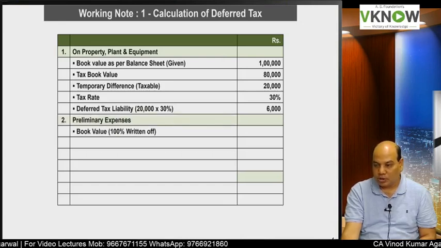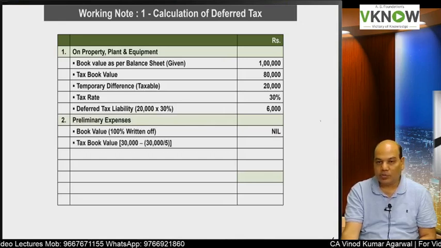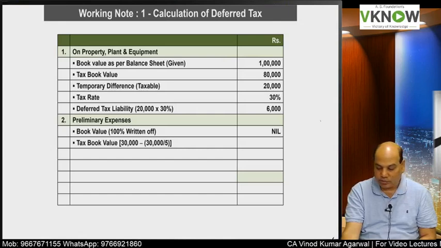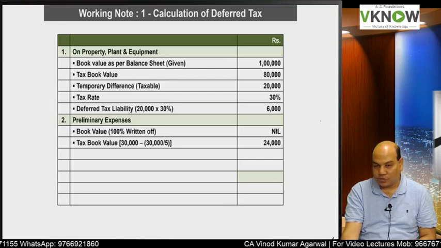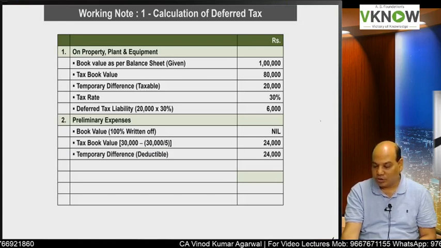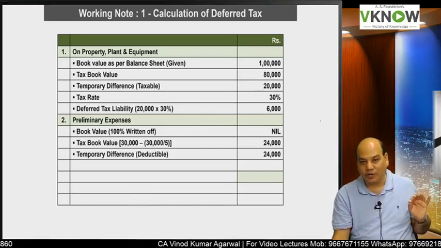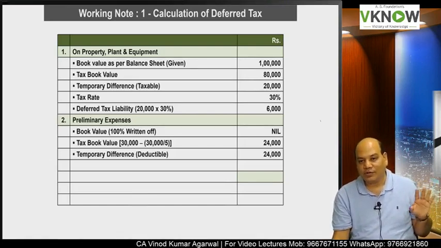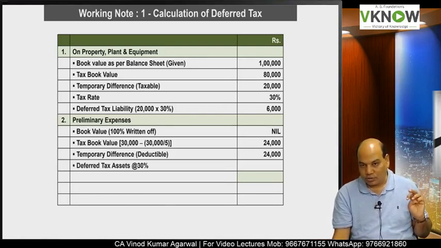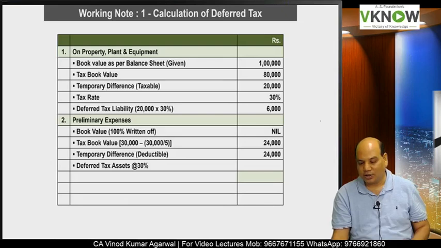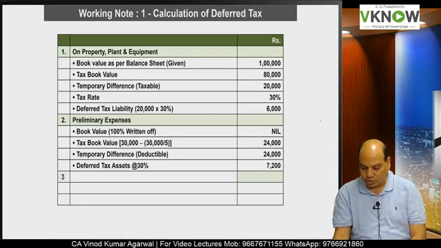Preliminary expense, book value is 0 because of 100% write-off. Tax book will be 30,000 minus 30,000 by 5. Today you will understand 24,000 if you write directly. After 6 months or 3 months when you open the notebook, you will wonder how 24 has come. So this will be called a deductible temporary difference because you will save tax in future, 24,000. Therefore deferred tax asset at the rate of 30%, 7,200.